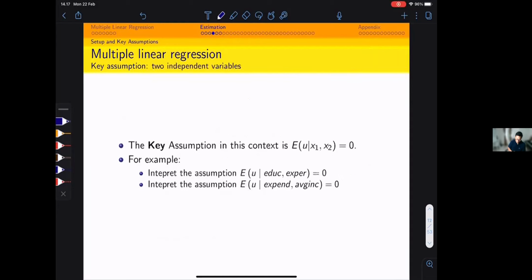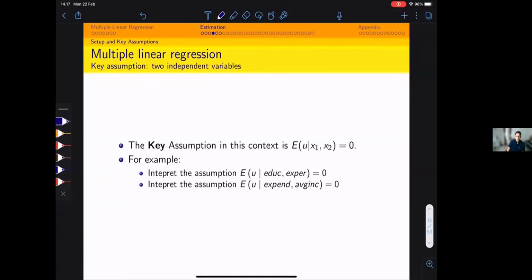Any question before I move on to the next slide? Okay, again, the idea is that there is no longer correlation between the factors that we don't observe and the explanatory variable of interest, okay? So that's the key assumption.